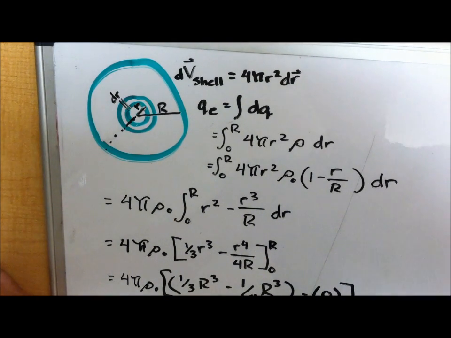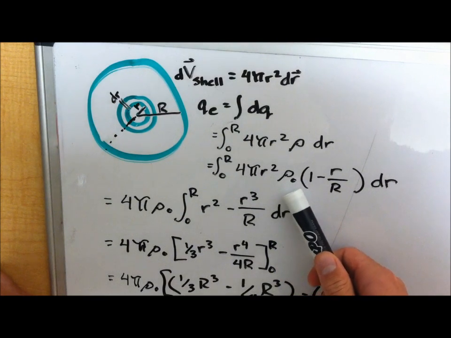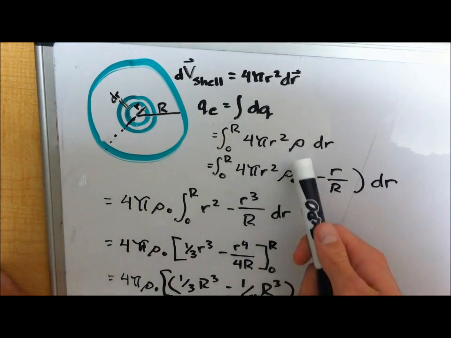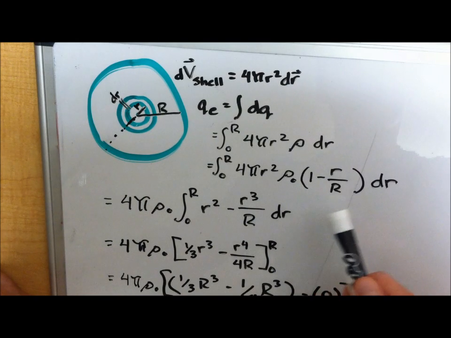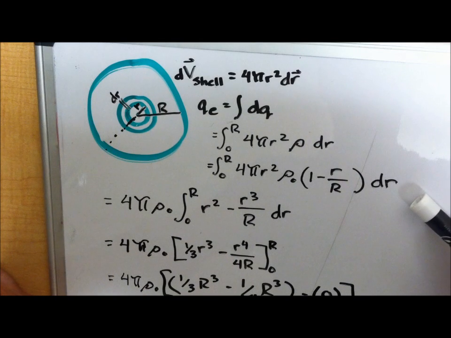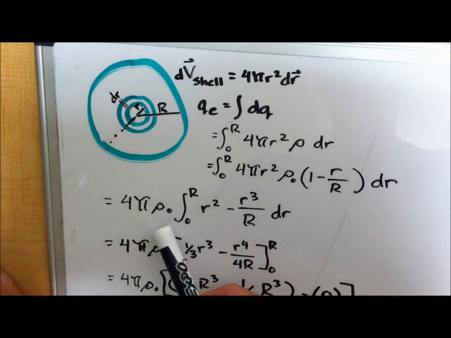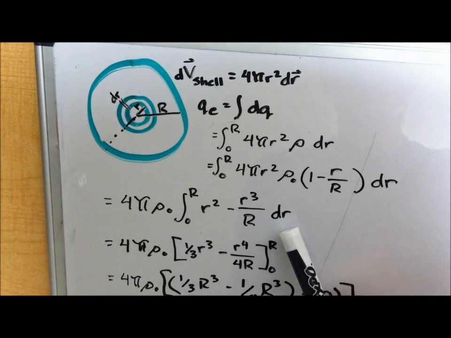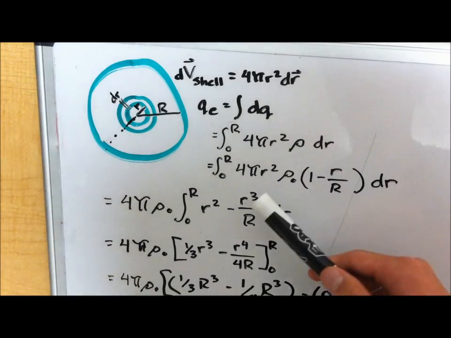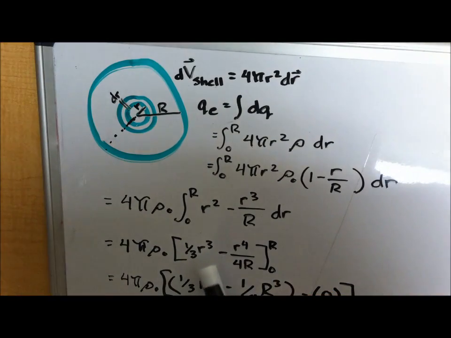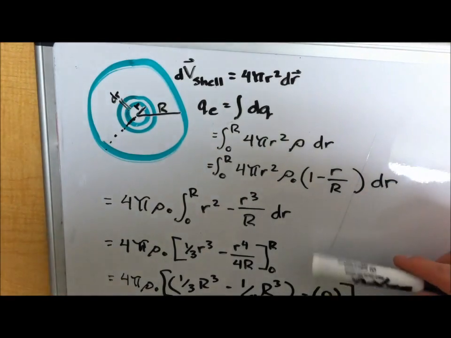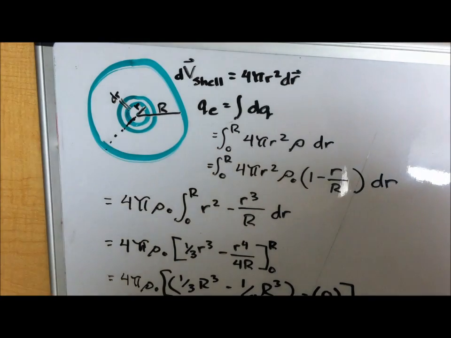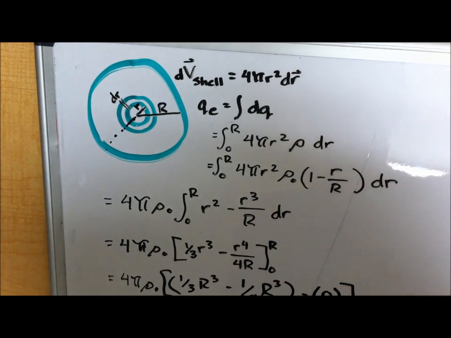So as we move through here, we plug in the rho that the book gave us. Rho is rho naught times the quantity 1 minus little r over big R. Again, this is with respect to r. We're going to be able to pull out the constants for this integration, and get it down to the parts with the r. As we move through simple integration here, 1/3 r cubed minus r to the 4th over 4R, we can plug in the limits of integration 0 to big R. As we plug in, we can solve out and simplify.